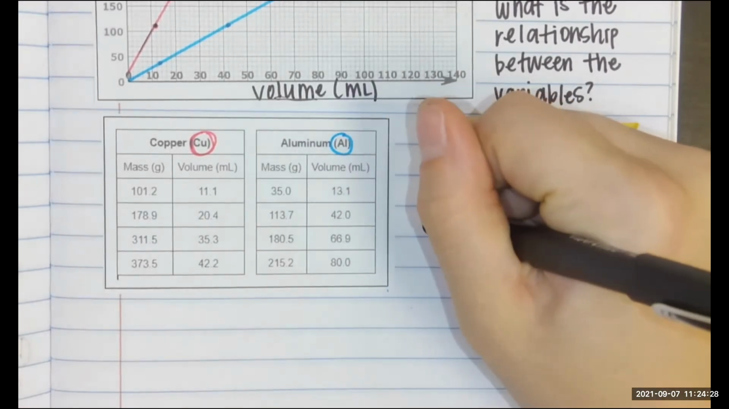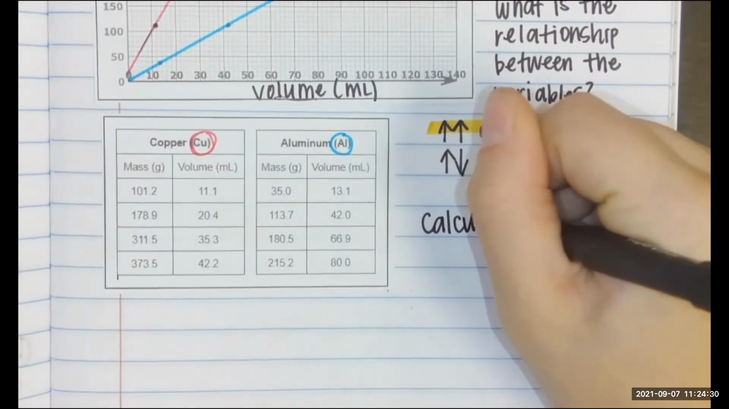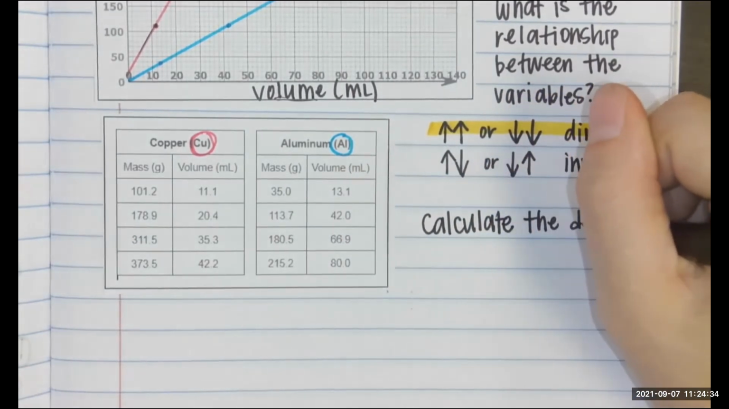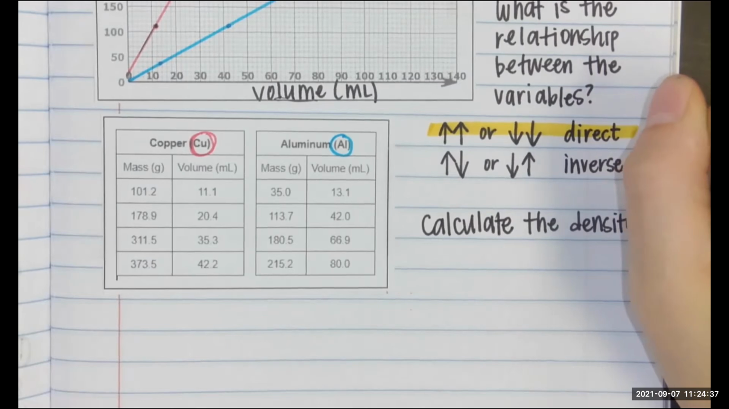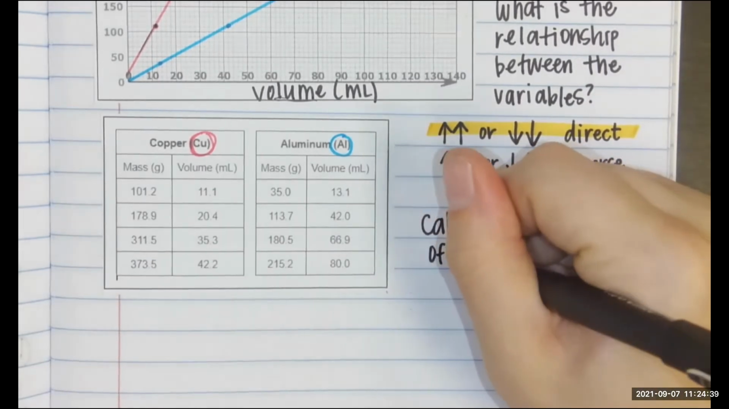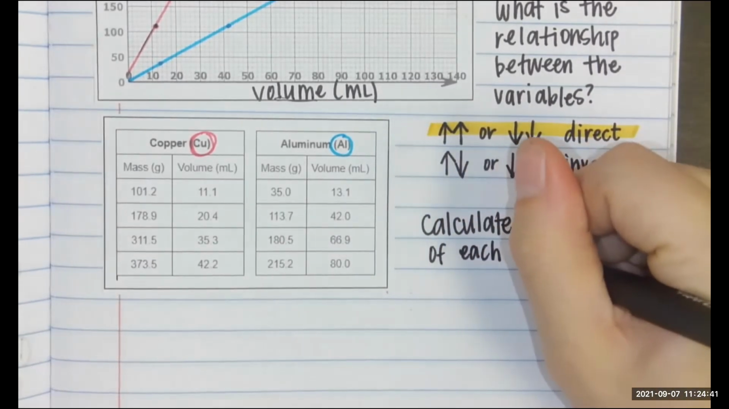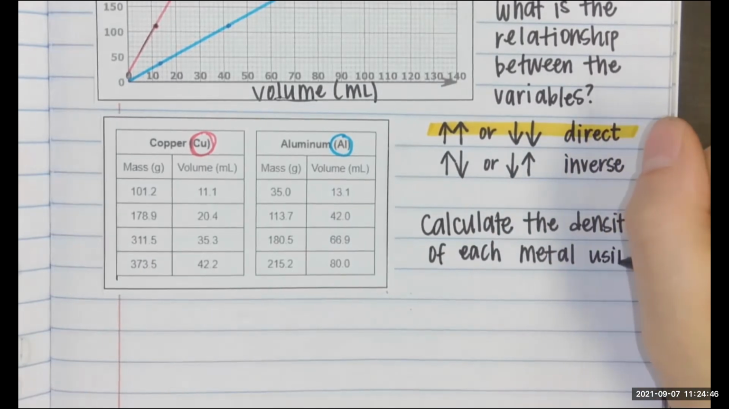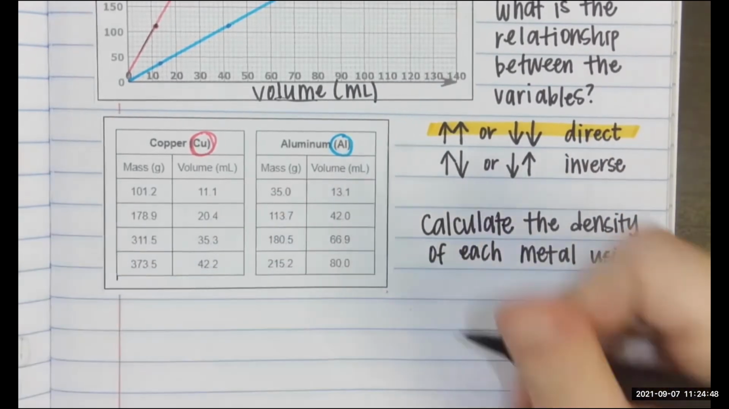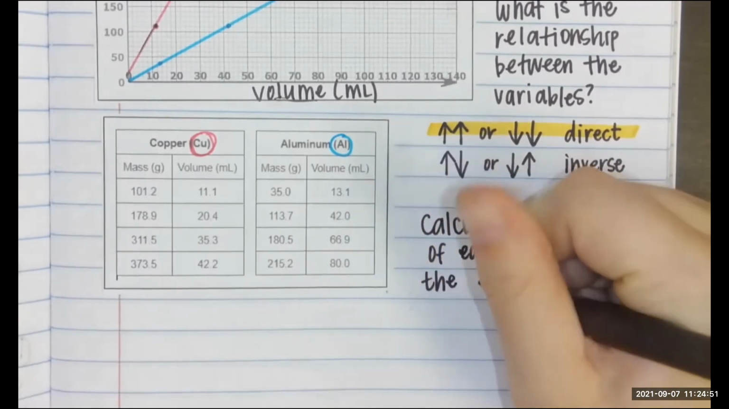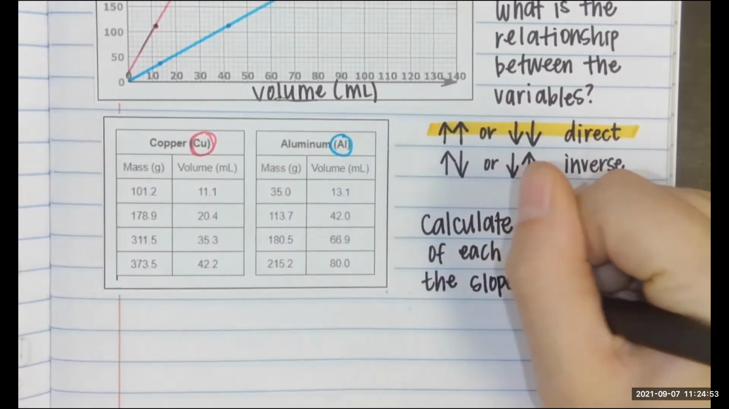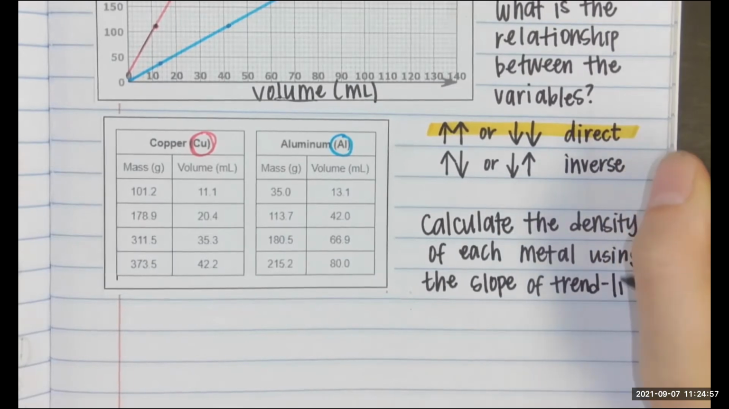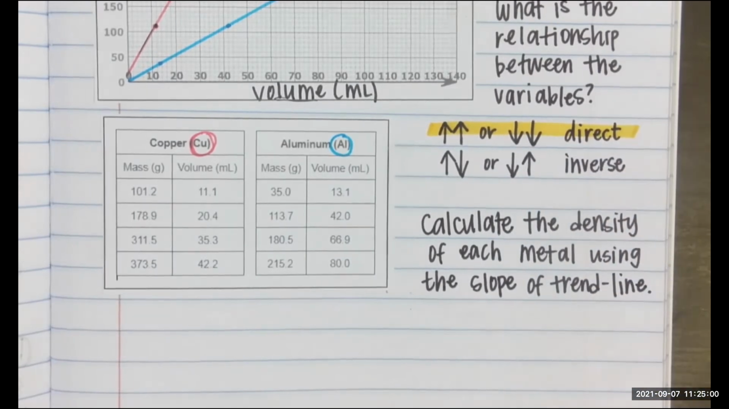And then down here, let's calculate the densities of each metal, but instead of using a singular point, we're going to use the slope of the trend line so that it averages out the data a little bit better.